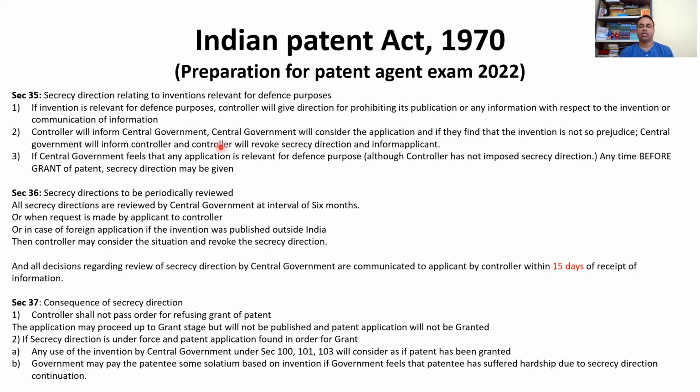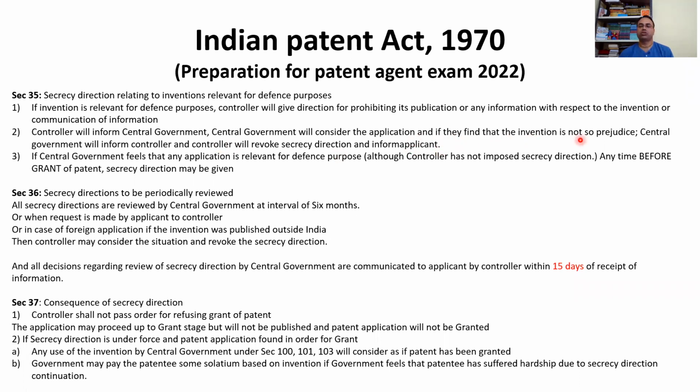So the central government usually gives the controller a list of areas which are important for different purposes. So whenever we file any patent application, they look for those areas. And if it falls in that area, then the controller will himself give the direction, and he will also inform the central government that this application, which was filed yesterday, or as the case may be, comes under the list shared with me, and then the government will review.